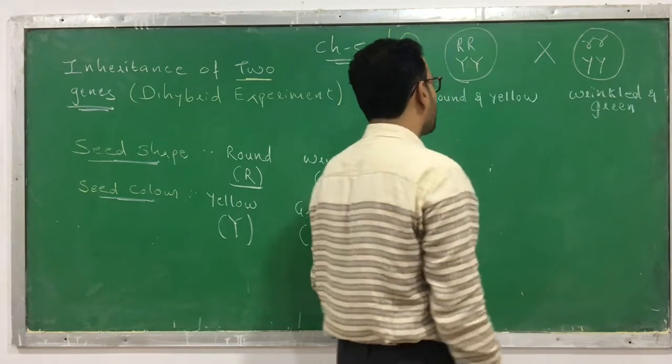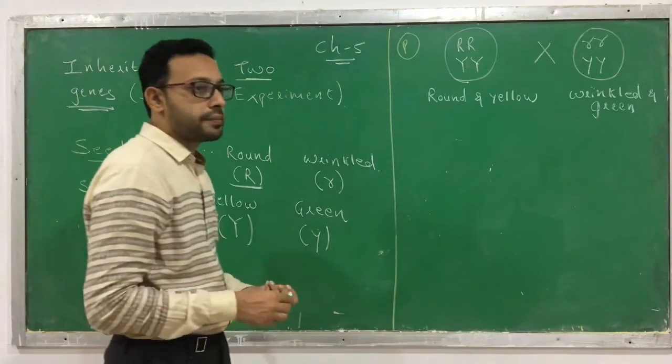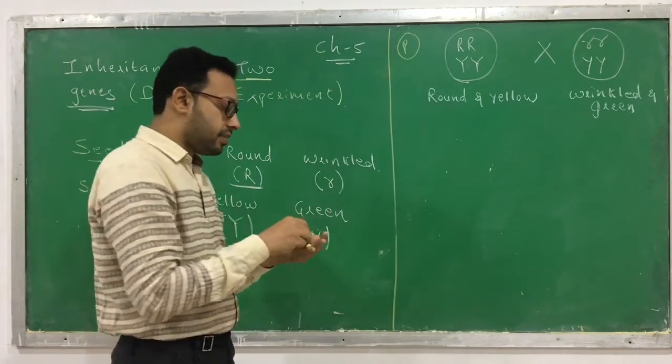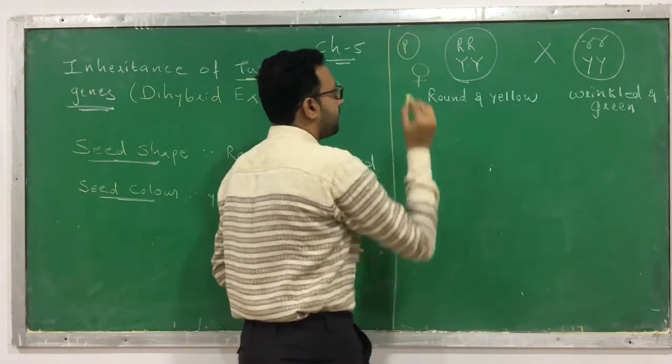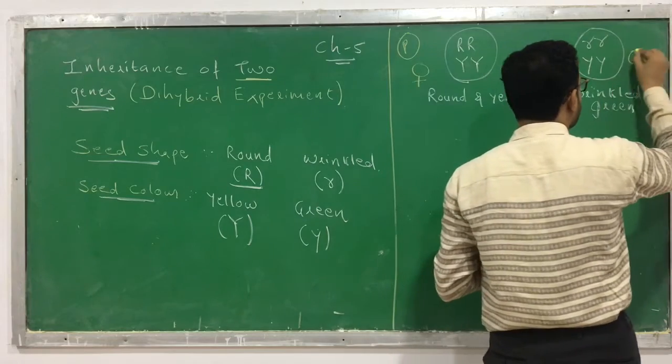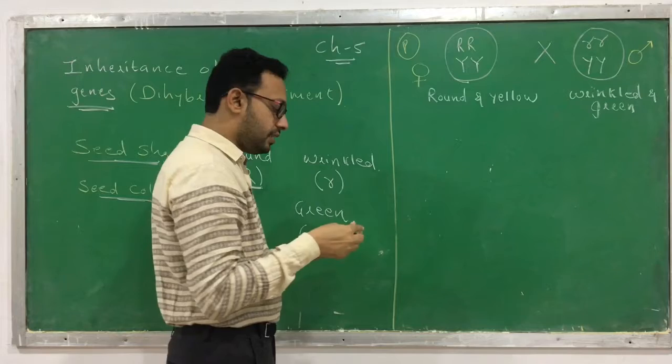Okay, green. So this is a round and yellow. This is a wrinkled and green. He took these as parents. Assume that one of them is a female and another one is a male. Okay, clear? One is a female and one is a male.